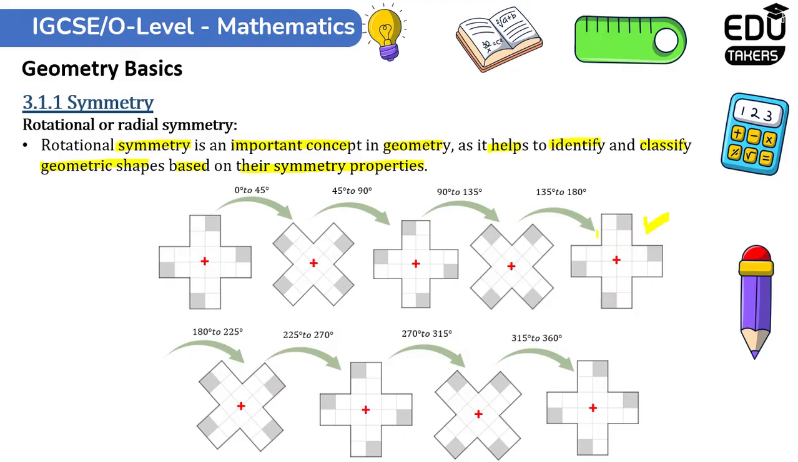Okay, continue rotating it. Then after 225, it's this. After 270 is this. After 315 is this, and after 360 degrees it's again the same as the original shape. So its order of rotational symmetry is 2.